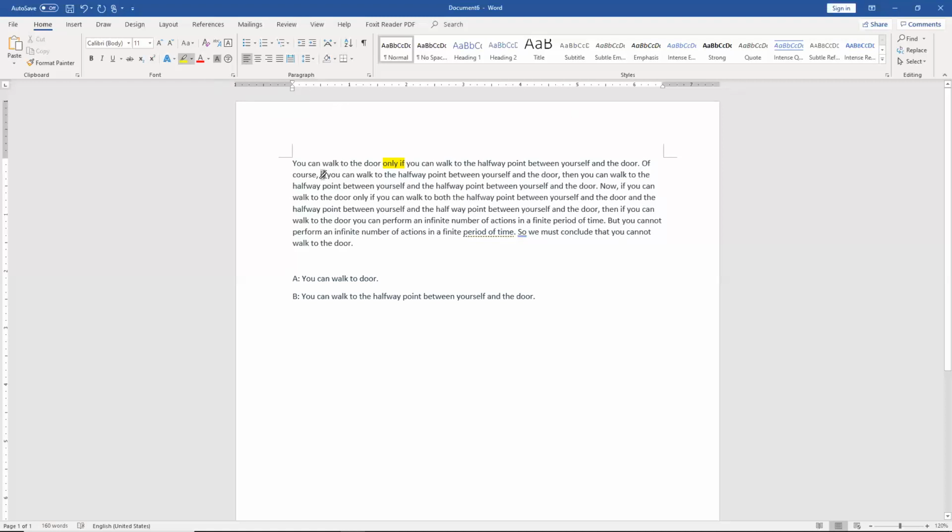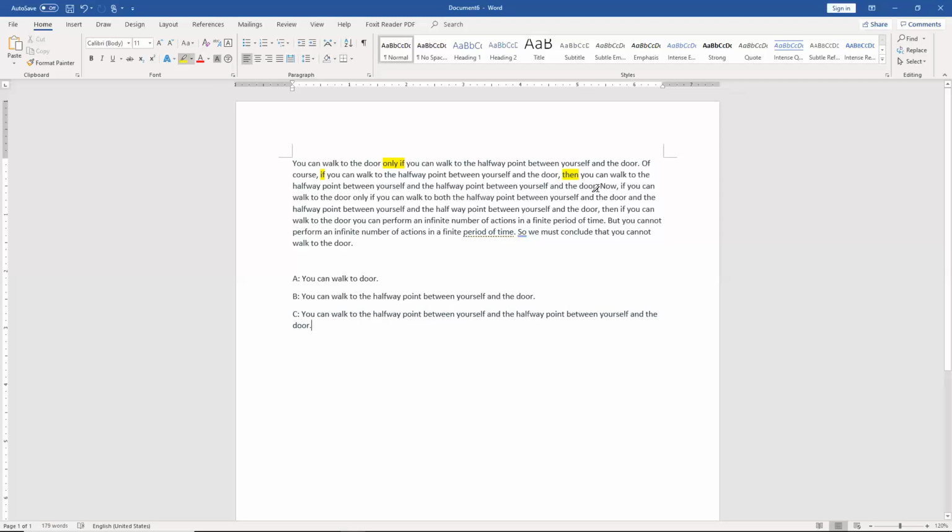Of course, if you can walk to the halfway point between yourself and the door, then you can walk to the halfway point between yourself and the halfway point between yourself and the door. Just once again, this and is not a conjunction because it does not connect complete English sentences. Instead, this whole thing should be treated as an atomic sentence. C, you can walk to the halfway point between yourself and the halfway point between yourself and the door. This is a rather long way of saying you can walk to the quarter-way point between yourself and the door. That's what this is saying. But it's just avoiding the use of the phrase quarter and just sticking with halfway point. But again, this is not a conjunction in this case.